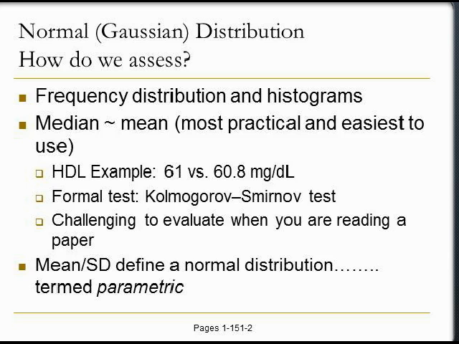Whether or not something's normally distributed, well, we use frequency distributions and histograms like we just did. But I think the most practical and easiest way to do this when you have a real data set is to compare the mean and the median. If they're similar, and in our case 61 versus 60.8 I would argue is similar, then I would conclude that these data are normally distributed, or approximately normally distributed.